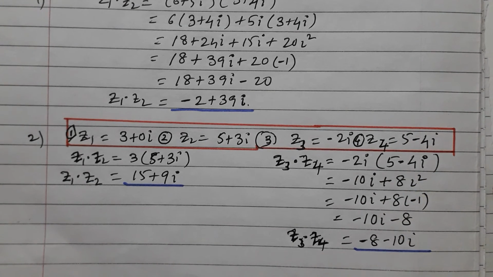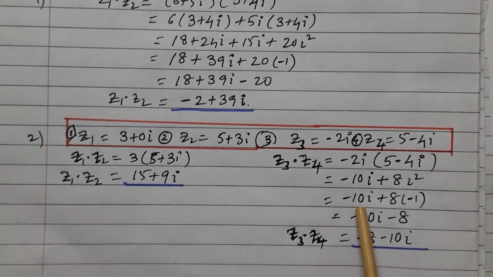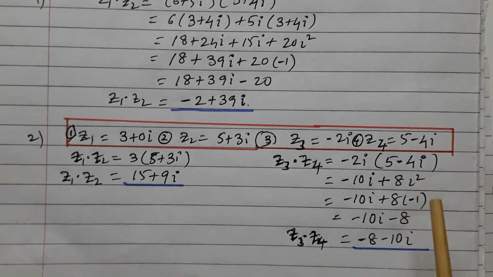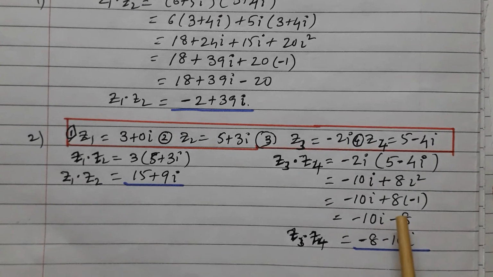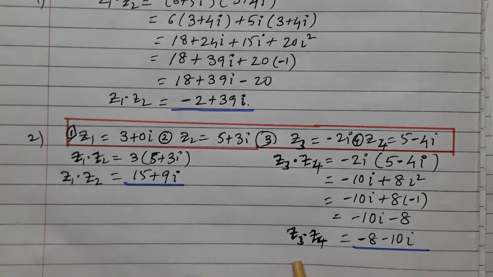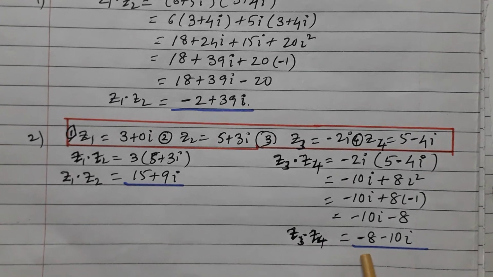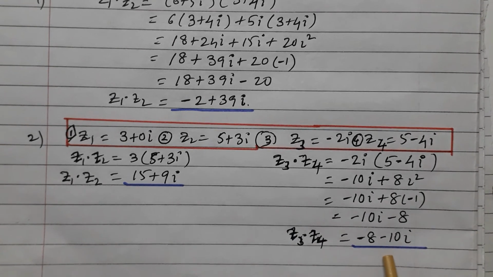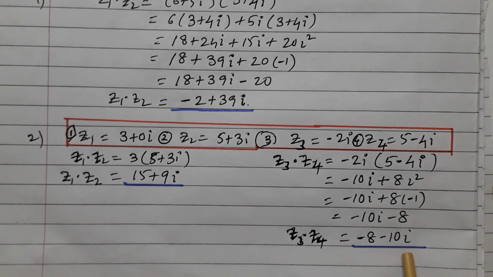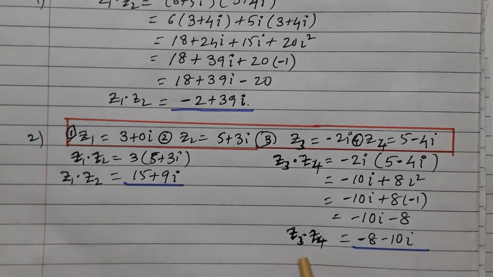Now, as we know that i square is negative 1. So, we'll be writing negative 10i plus 8 into negative 1. So, this is negative 10i and this is negative 8. So, the answer z3 into z4 is negative 8, negative 10i. So, minus 8 minus 10i is the product of z3 into z4.